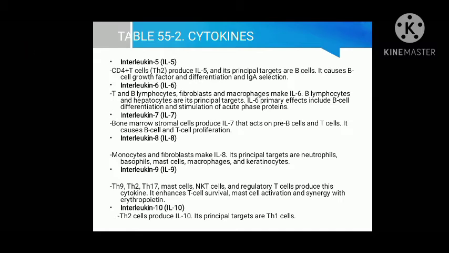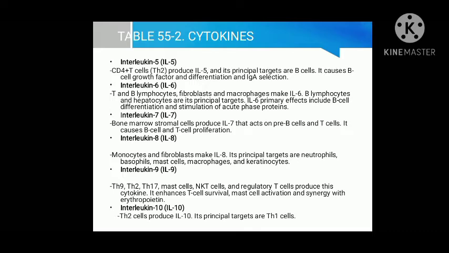So interleukin 5, or IL-5: eosinophil proliferation, B cell proliferation, and differentiation are the properties. Next is your interleukin 6, or IL-6. The properties of IL-6 are HCF, Th2, CTL, and B cell proliferation. In interleukin 7, CTL, NK, LAK, and B cell proliferation, thymic precursor stimulation. The bone marrow stromal cells produce interleukin 7 that acts on pre-B cells and T cells. It causes B cell and T cell proliferation.